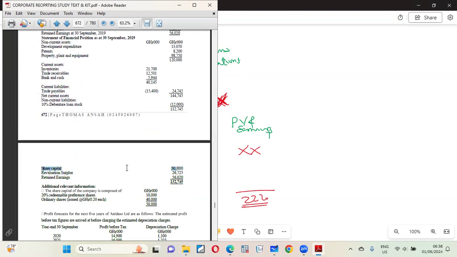The share capital is 50,000. They told you that the ordinary share component is 20 pesos and 40. So what do you think will be the number of shares of this company? How many shares do you think they will have? 40,000. It's not true. Is the 40,000 in currency or in number? I said, how many number of shares? You said 40,000. That figure there, is it in currency or in number? It's in currency. So how can that be a number of shares then? So you see, you need to be careful.